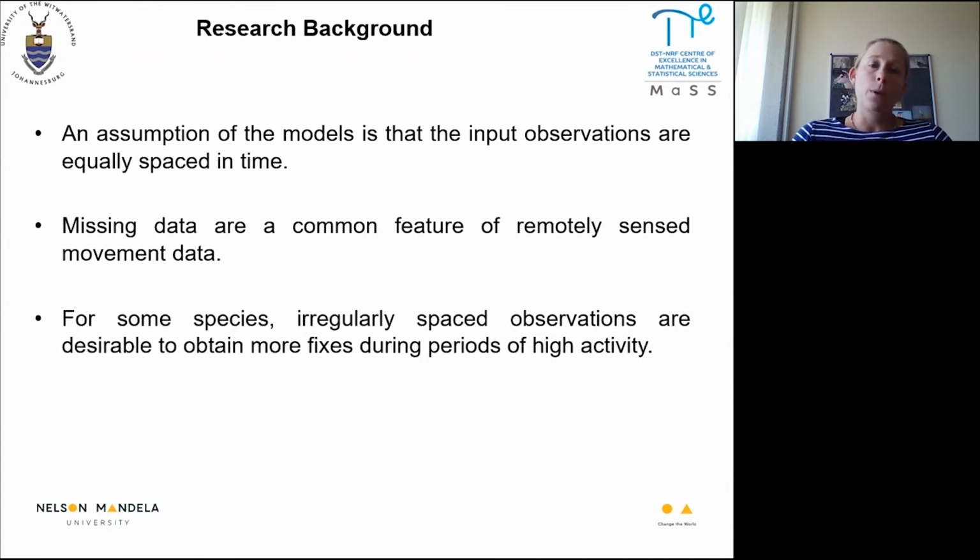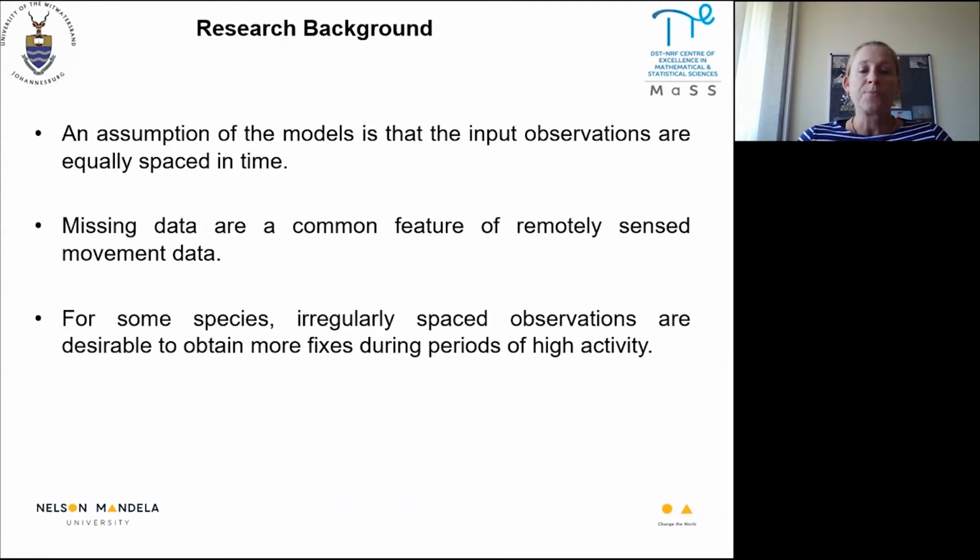So there are a couple of reasons for why there can be missing data. One is that you actually just were unable to connect to sufficient satellites to obtain a location at a particular time. So that would be a failed connection. Often thick cloud cover, if the animal's in dense bush, those can lead to a lack of connection.